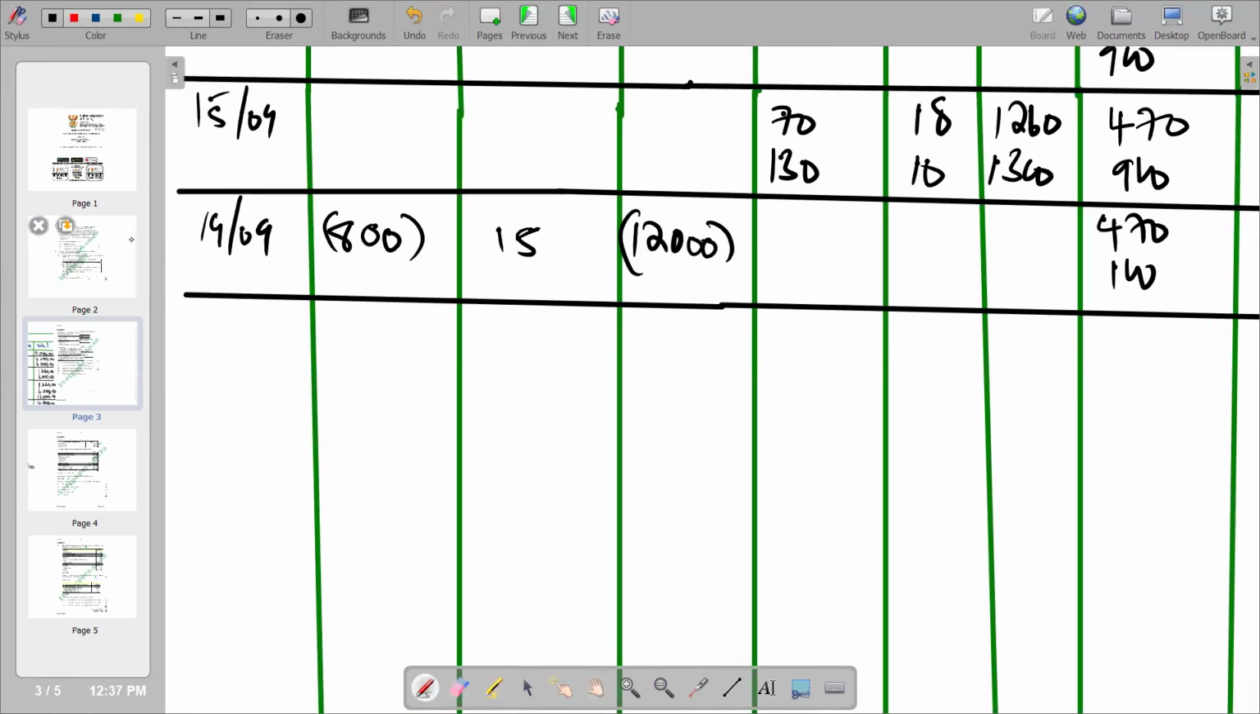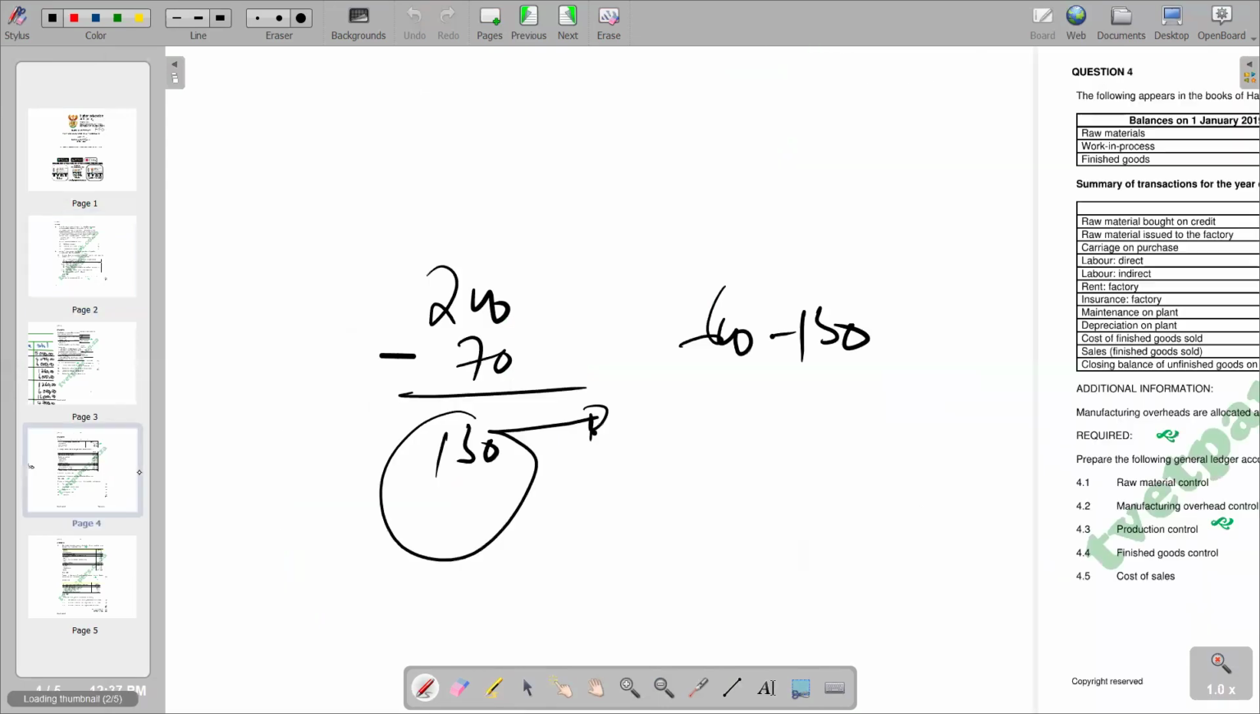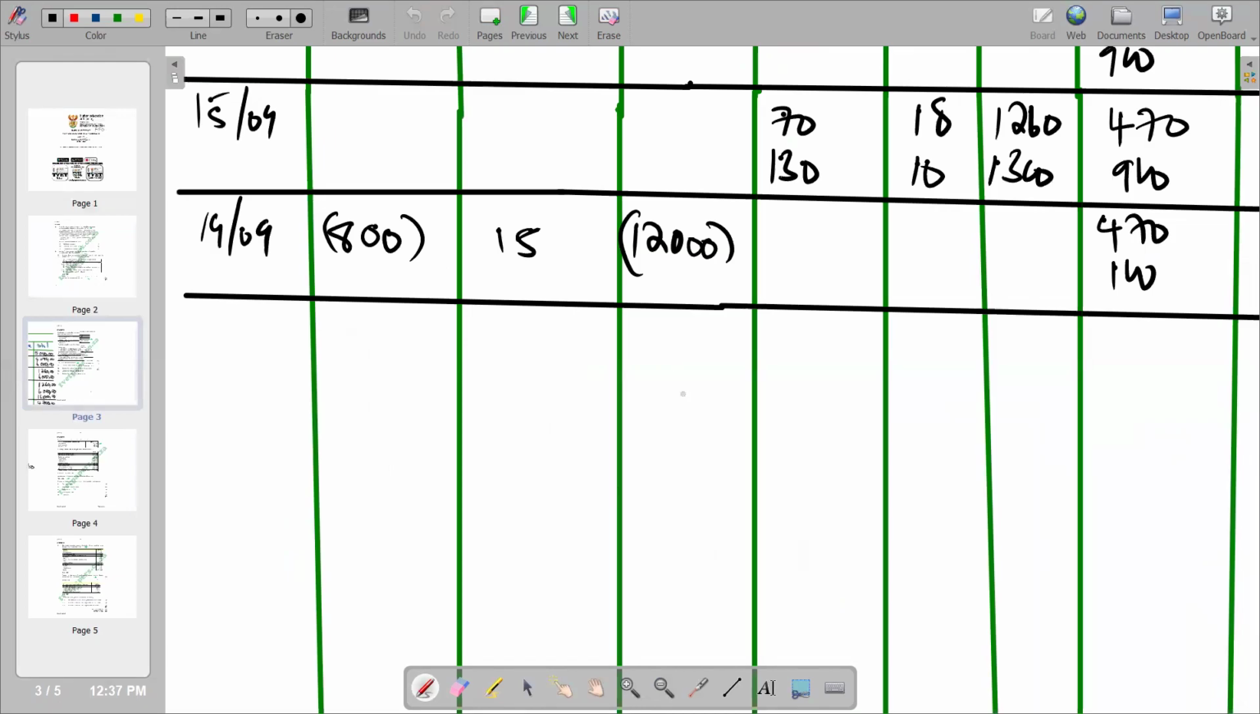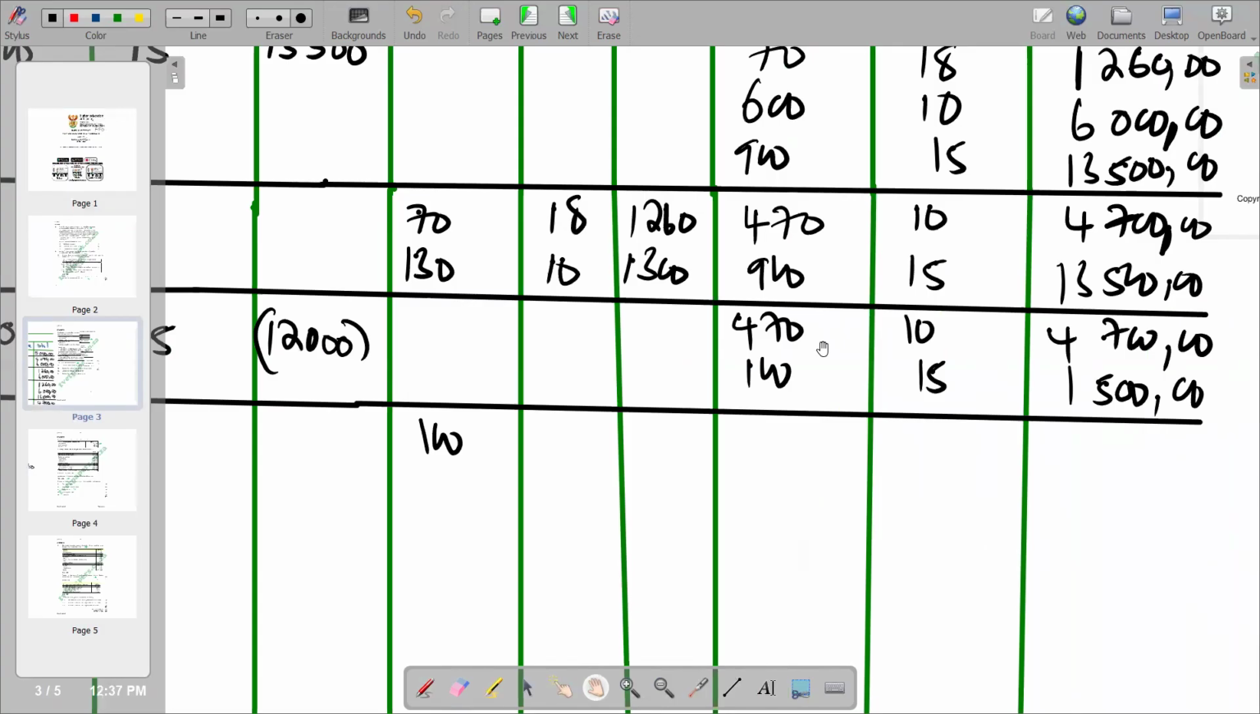So moving on to the next date, after 19, we have 25. Transferred 100 units to the production department. So this is an issue again. We go to the issue columns. 100 units are being transferred, and then we refer back to the previous balances. We see that what is remaining, we've got 470. 470 is the first in that we have remaining. So we take 100 from 470, which is 10 per unit. So 100 times 10, we get 1,000.